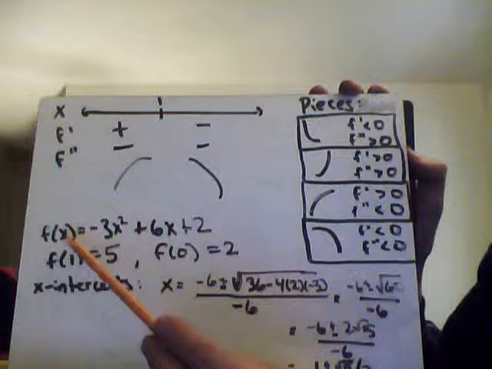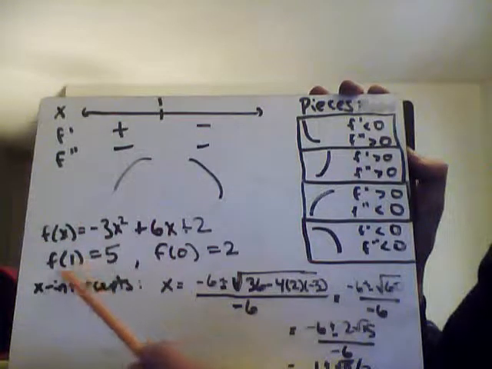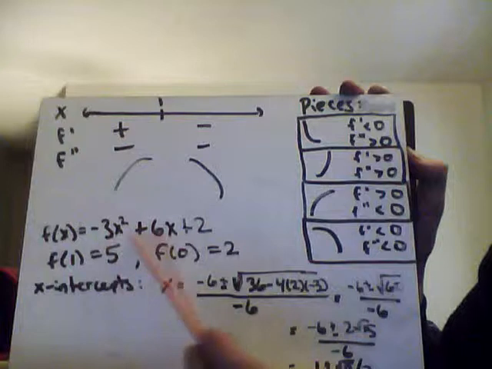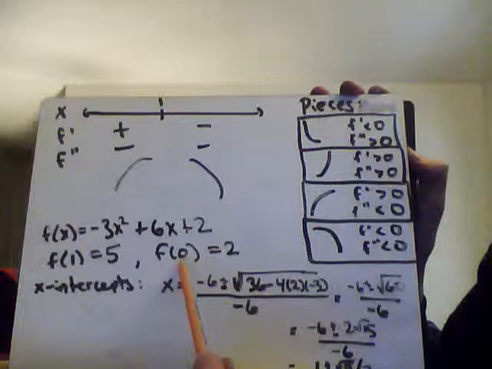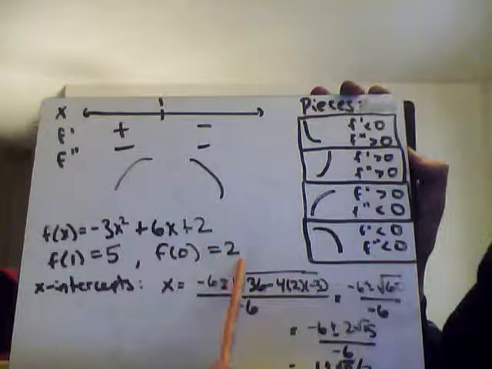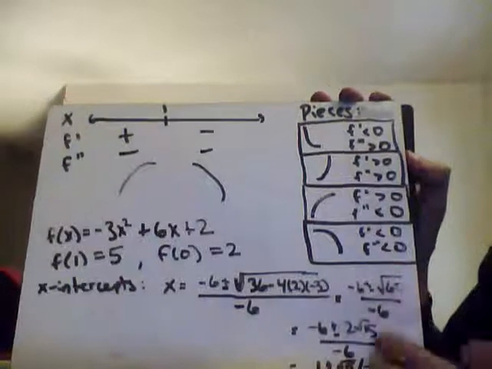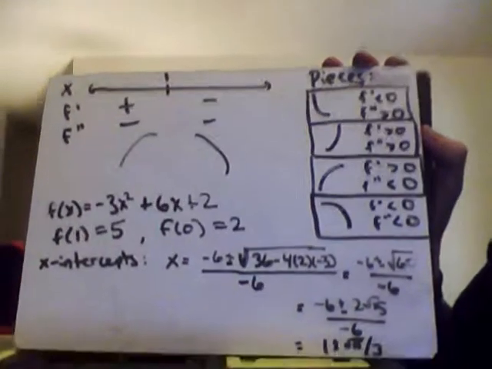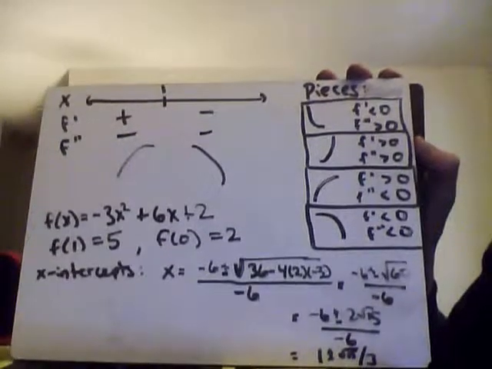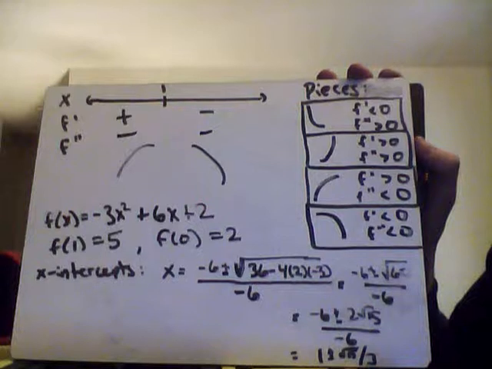We also need some important points because this will help us draw the picture here. We know at our critical point x is equal to 1, we can plug in 1 to find the value of the function is 5. Our y-intercept is obtained whenever we actually plug in x is equal to 0. When we do that, we get the value of 2. Our x-intercepts are a little more complicated. In this case, we're going to plug into our quadratic formula. And when we do so, we're going to get 1 plus or minus the square root of 15 over 3. All of that's worked there on the paper.